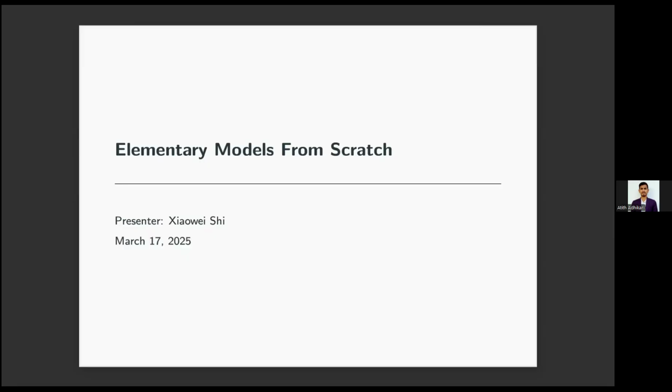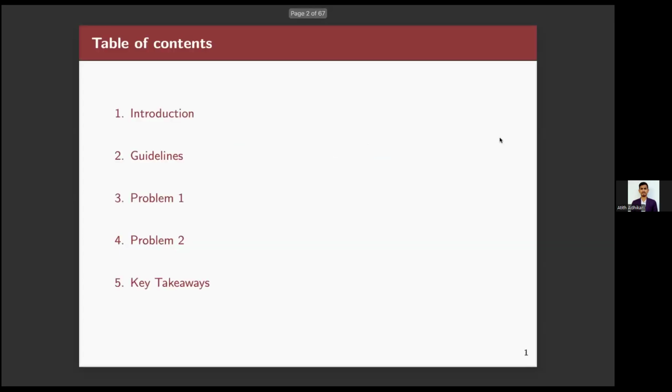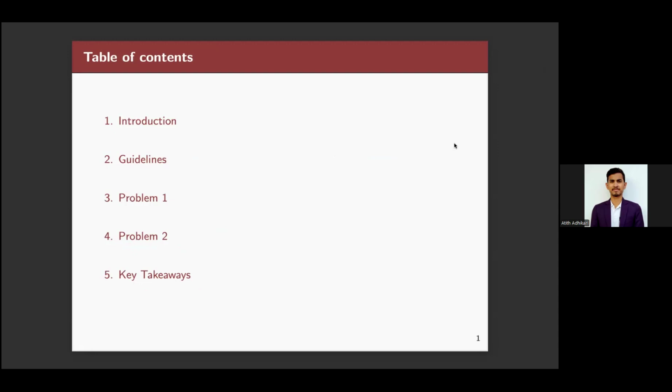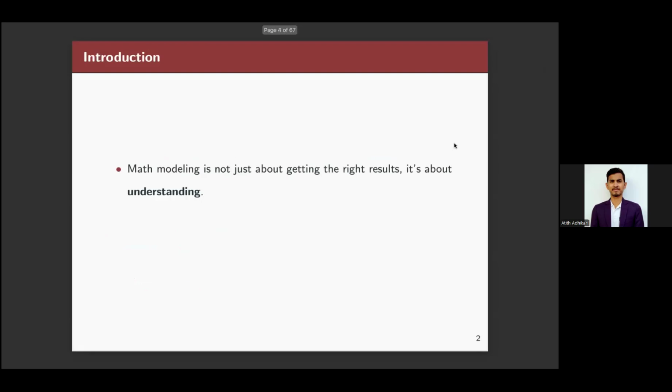Today I will be going over some elementary models from scratch. And this is basically the outline of what we'll be doing today. To introduce, I think the main point of this lesson is to show that math modeling isn't just about getting the right results. It's about truly understanding what you're actually dealing with.